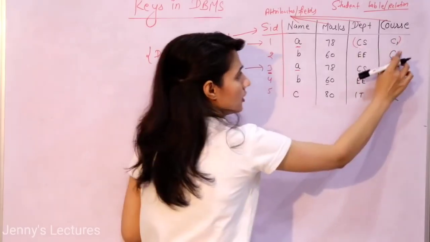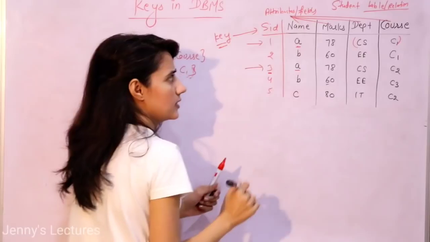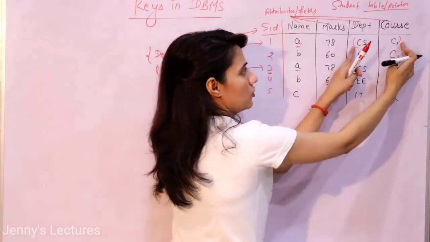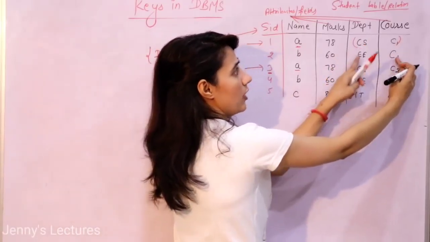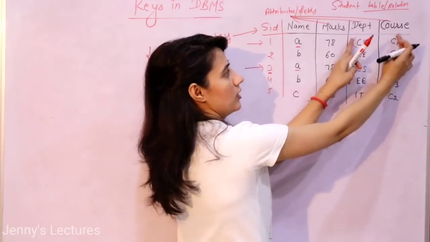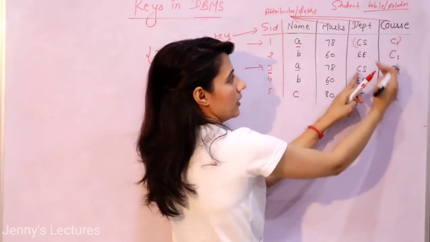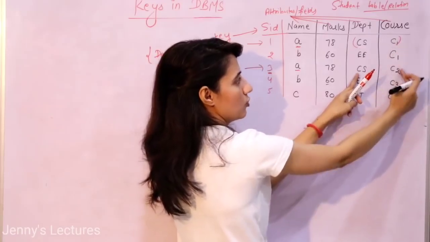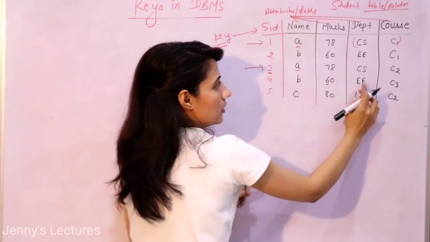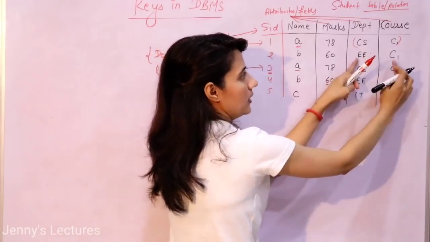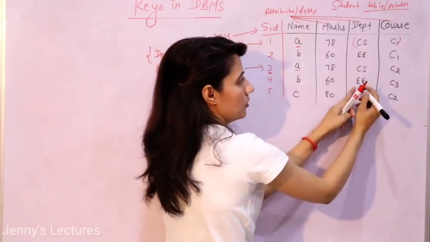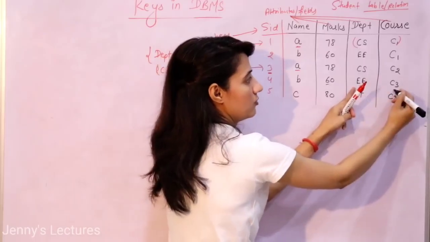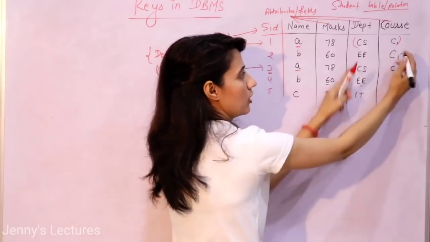Suppose here I also have C1. Let's take this as C1. So now in this combination, here we have C1, but the value of department is different. So this is not the same. Here we have CS, but the course value is C2. Here we have C1, so this is also different. Here we have EE C1, but the other part is C3. Here we have C1. So these are also not the same.